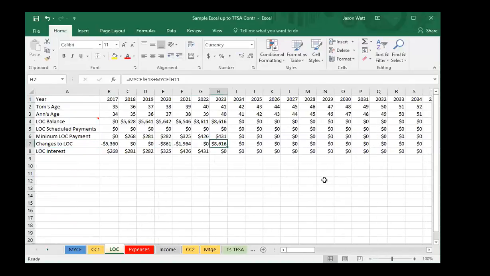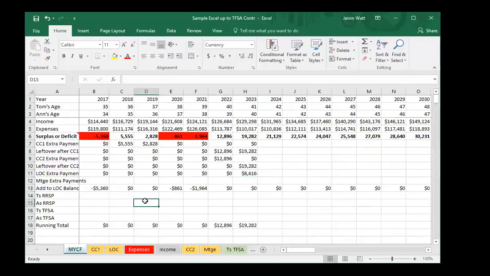All right, so we've got the 8616 out here. That amount has paid off our line of credit. We got no weirdness happening with the line of credit. It all makes sense now. No interest because that year we've covered it off. We're good. And we pop back here.